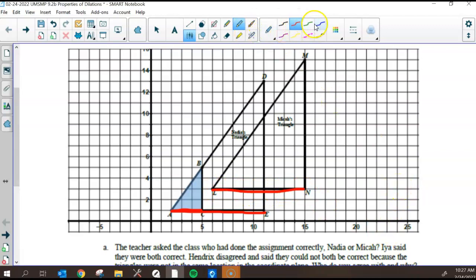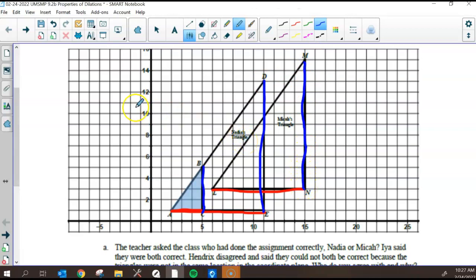I hope you confirmed with multiple ones though too, right? So we also should have compared BC. BC has a length of 4. And the corresponding segment is DE, and that has a length of, I didn't count it, but I'm assuming that it's 12. Did you guys count it for me? All right. And same thing with MN, right? So just going with lengths, it works out perfectly.